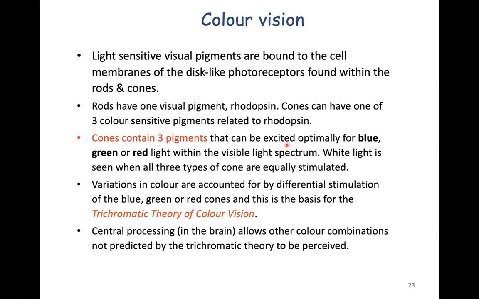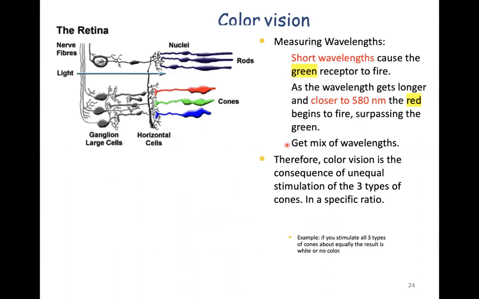Now, the variations in color are due to the different amounts of red, green, blue in everything that we see. And this is called the trichromatic theory of color vision. All you need to know here.